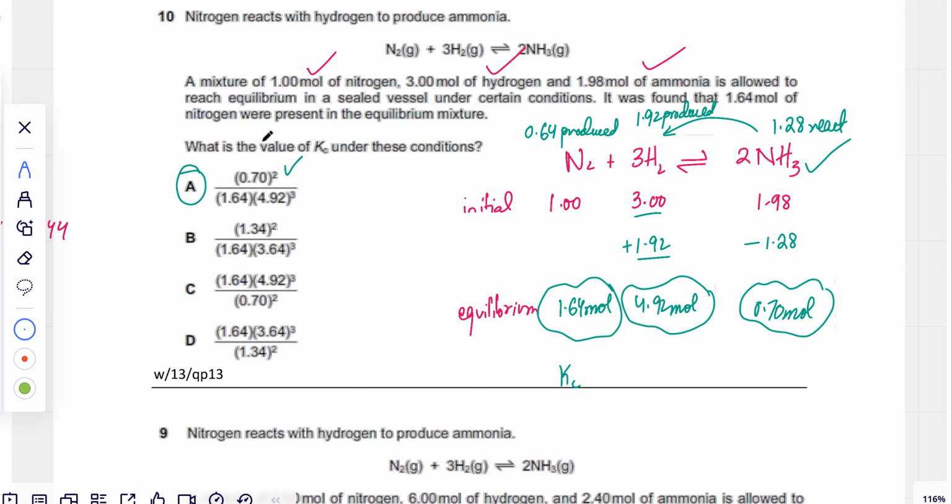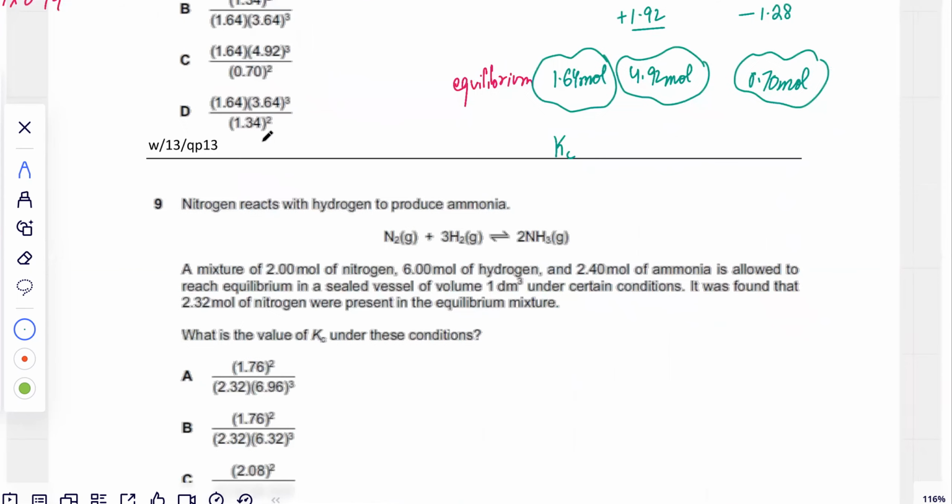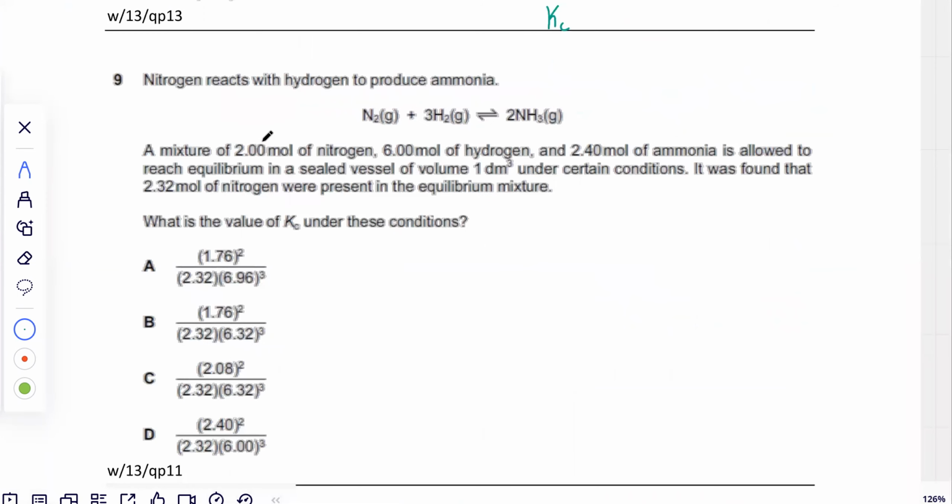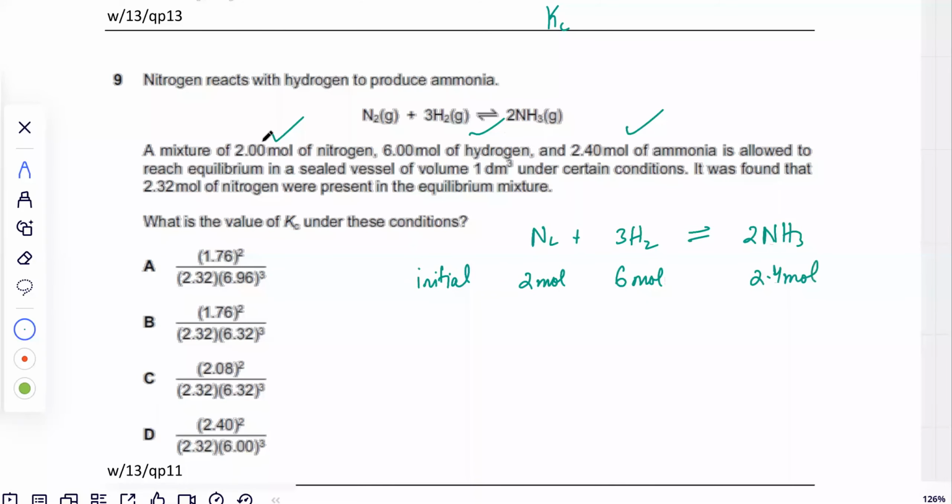Yes. So another one, Teague, it's a similar question. It's exactly the same one. So N2 plus 3H2 and you got 2NH3. So initially, right at the beginning, 2 moles and 6 moles and 2.4 moles. They're mixed together. Now, what happens after that?